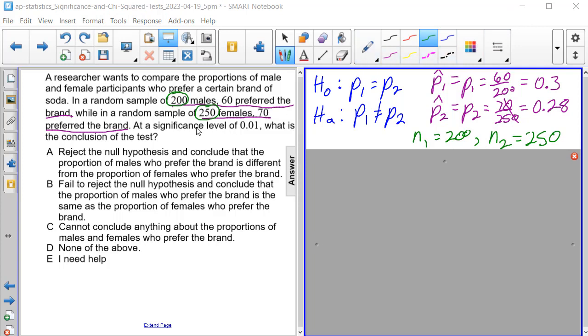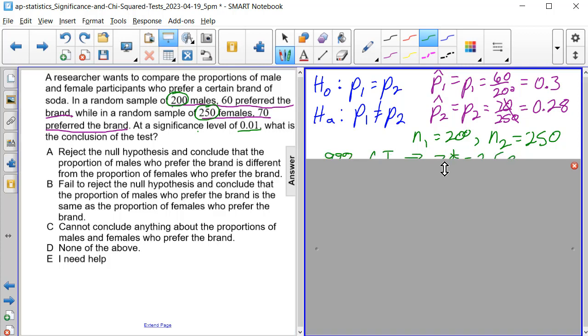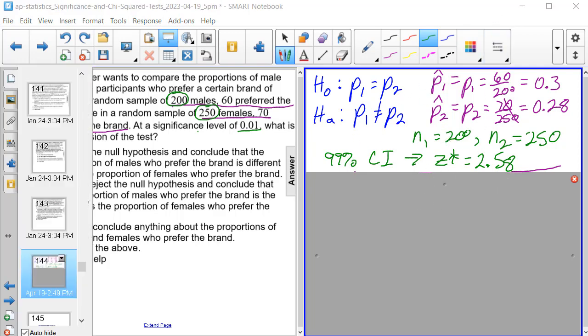The last piece of information that's important is the significance level. The significance level of 1/100th or 1% means that we need to construct a confidence interval that we are 99% sure of. That makes the z star value 2 and 58 hundredths. And now we can substitute all of these values in to construct our confidence interval for our two sample z interval for two proportions.